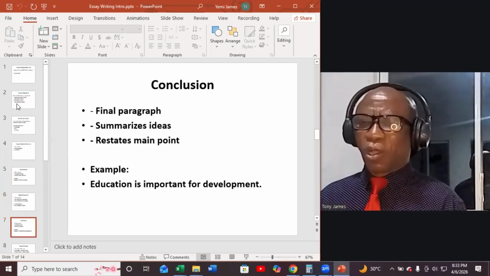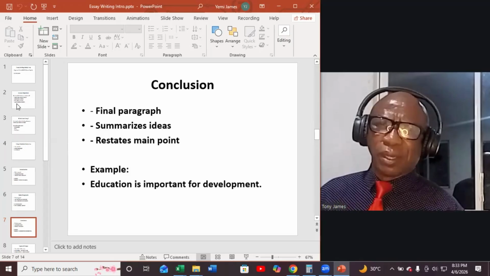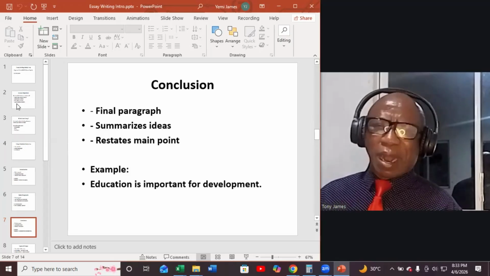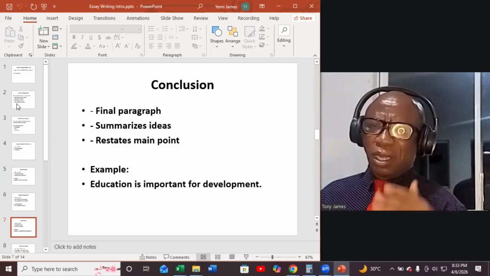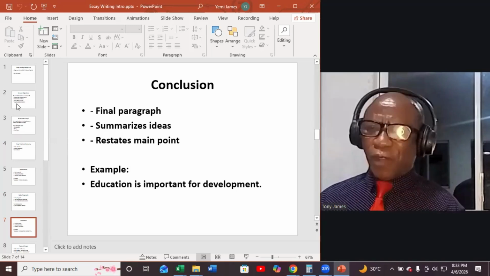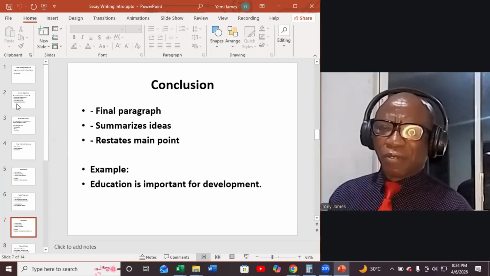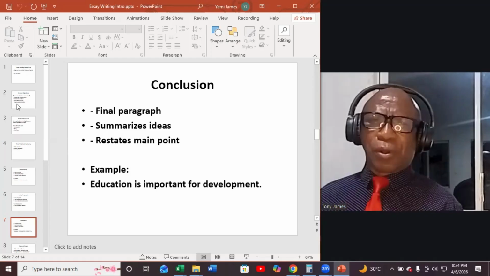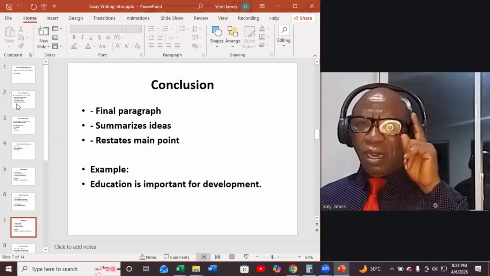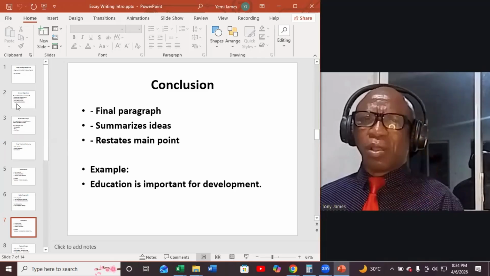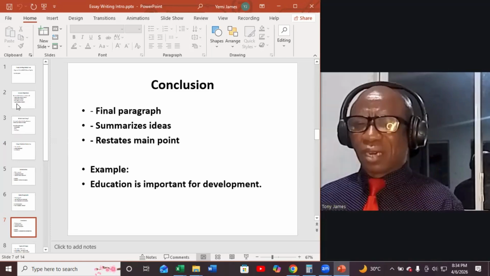And then lastly, we talk about the conclusion of the essay. The conclusion comes in the final paragraph. We are going to write a final paragraph that will summarize the whole idea: the first paragraph that introduced the essay and all the body of the essay. The final paragraph will summarize the whole idea, and it is the final statement of the essay. That is what we call the conclusion.